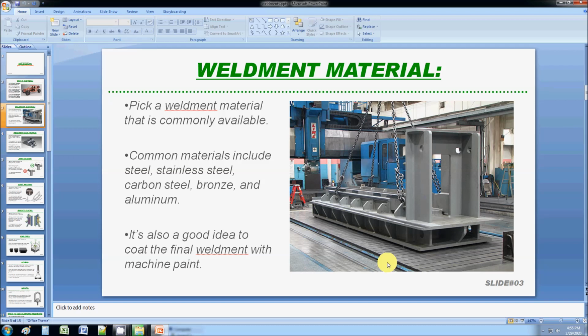And you got to answer a couple questions. The first question you got to answer is, what kind of material am I going to choose? Don't pick something crazy. Again, pick something off the shelf. Steel, stainless steel, carbon steel, bronze, and aluminum are very common. But my favorite is just a regular steel with a gray machine paint. This is one of the most common ways of designing a weldment, and I highly encourage you to use it. So again, just a regular steel with a gray machine paint.